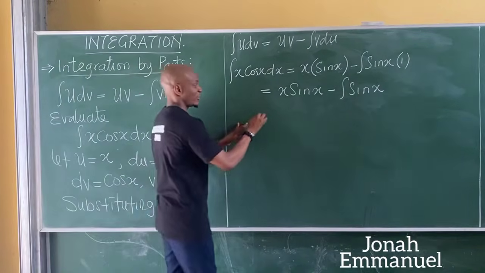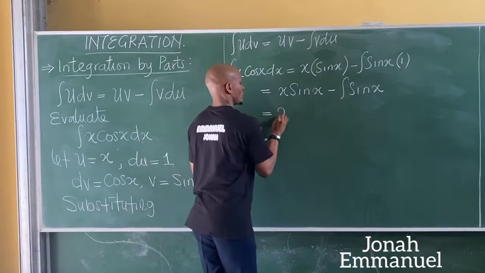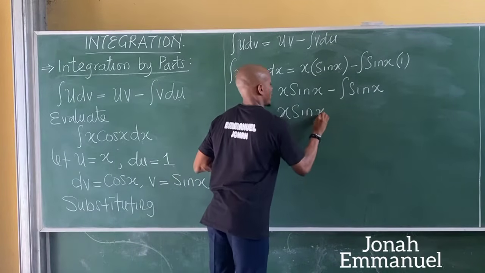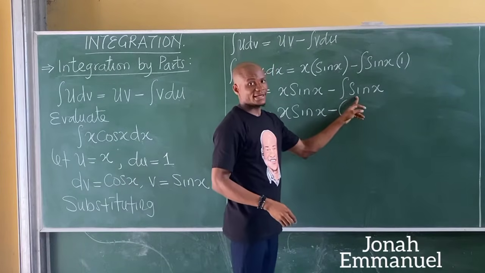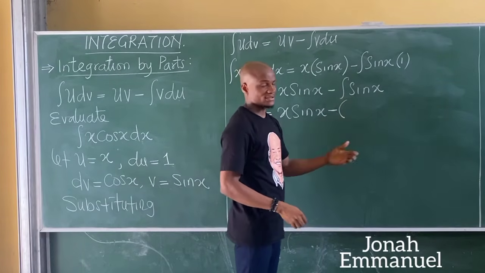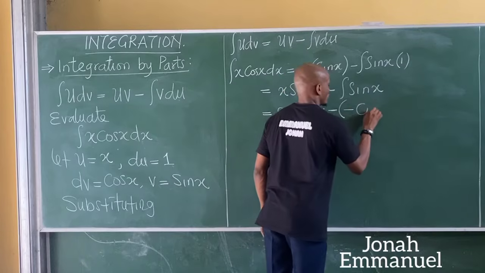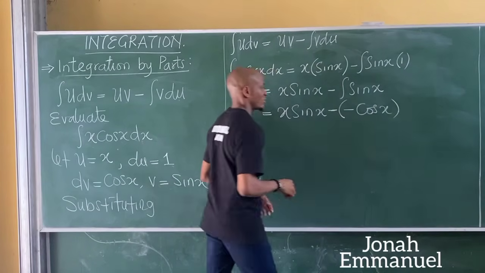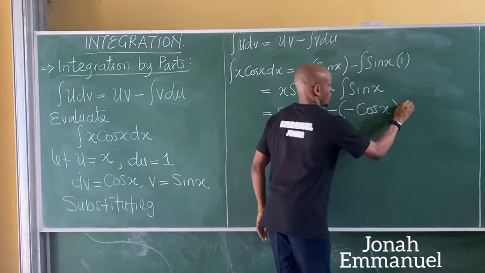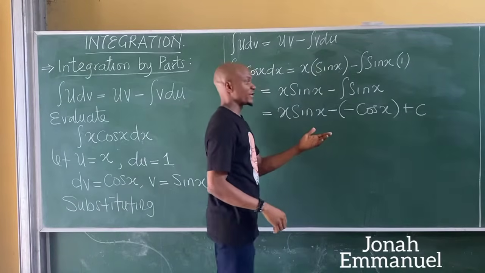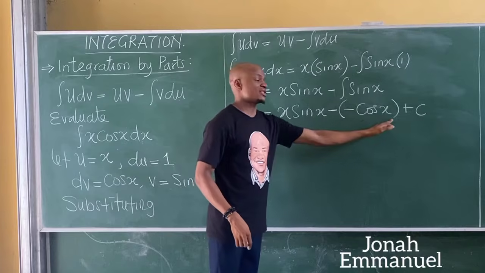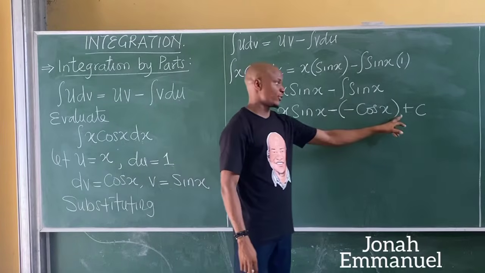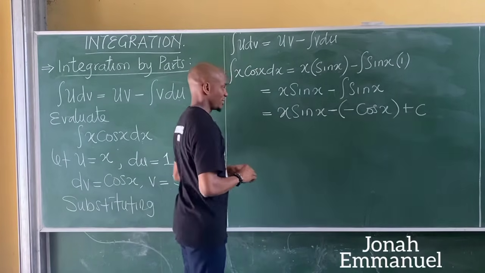Alright, such that this now becomes equal to x sin x minus, if I integrate sin x, I get minus cos x. Becomes minus cos x. Alright, of course, plus c, which is the constant of integration, because after doing my final integration there's no more integral sign here. So you now put plus your constant of integration.